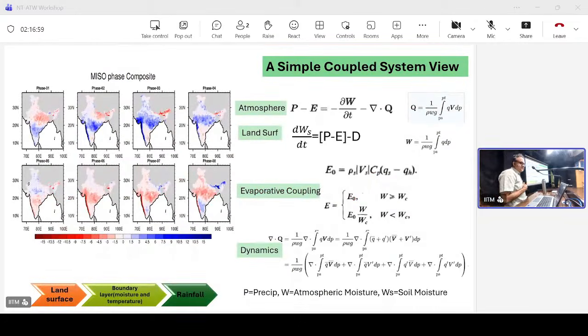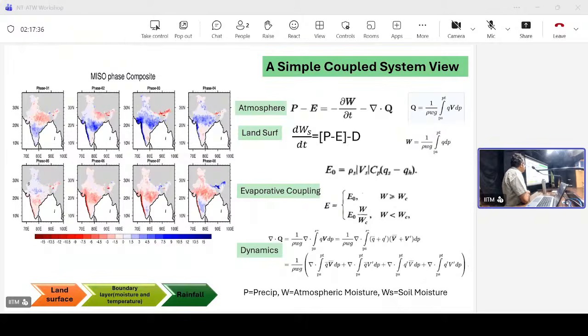Now, to understand how this evolves in a simple coupled view, we can think of it like this. This is the P minus E equation. Precipitation minus evaporation is the vertically integrated moisture term, the atmospheric term defined here, which is the convergence and divergence of moisture. Then there is a term we can call the land surface term, which is the rate of change of soil moisture.